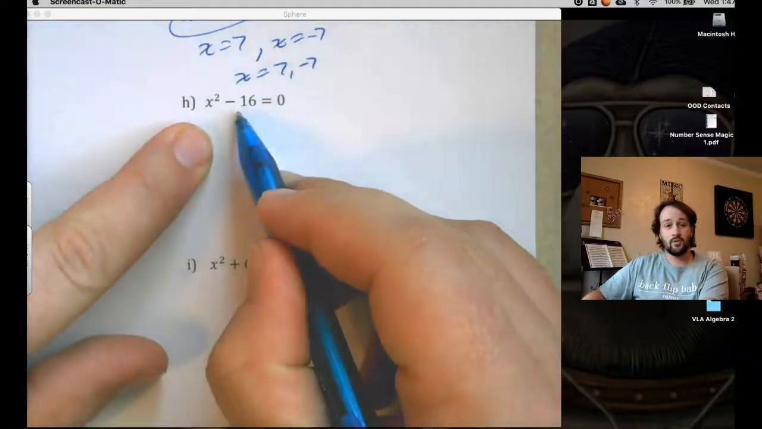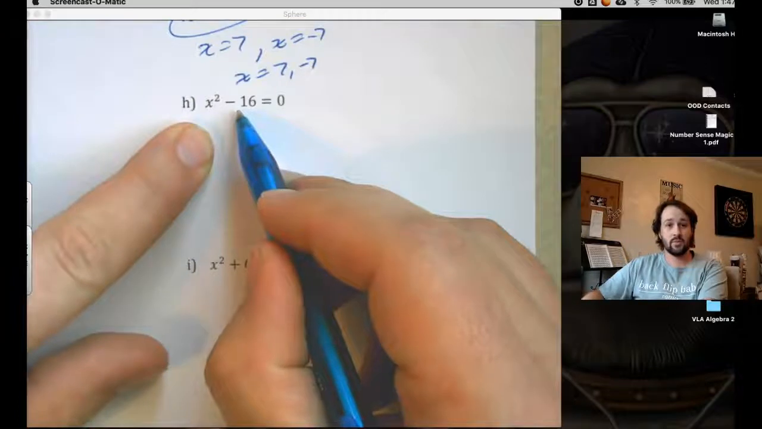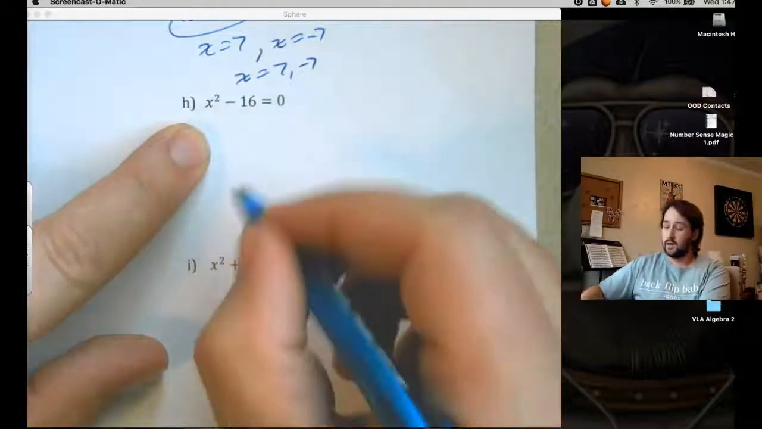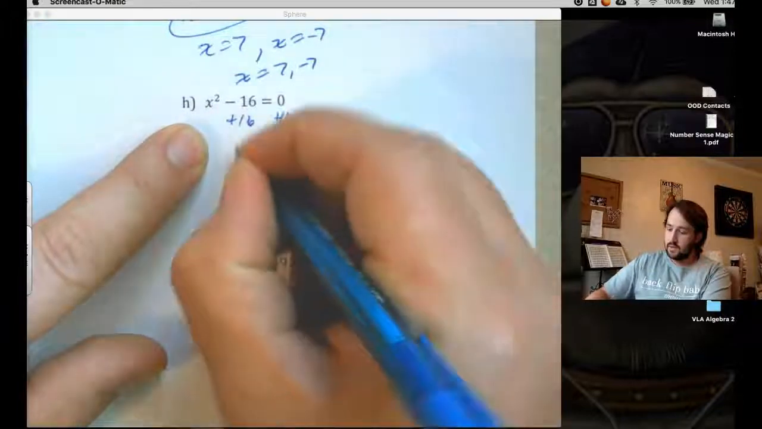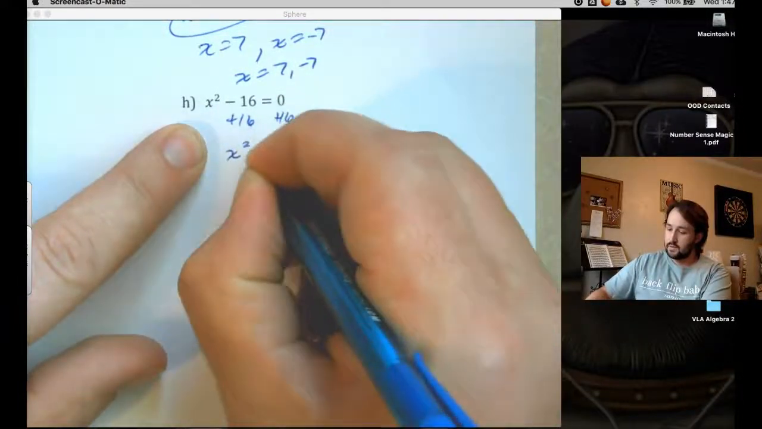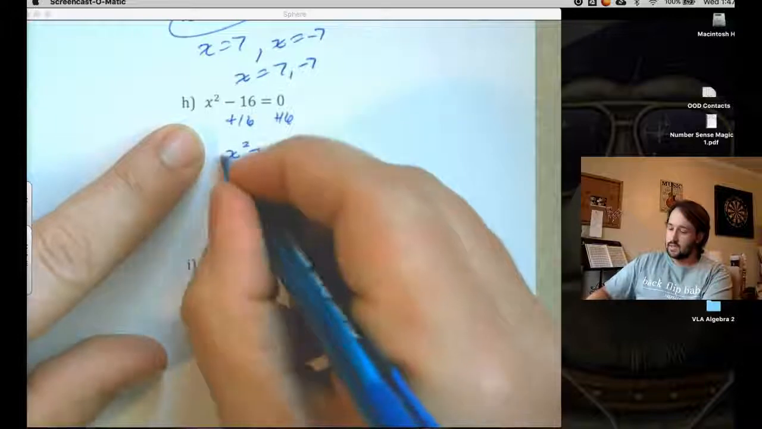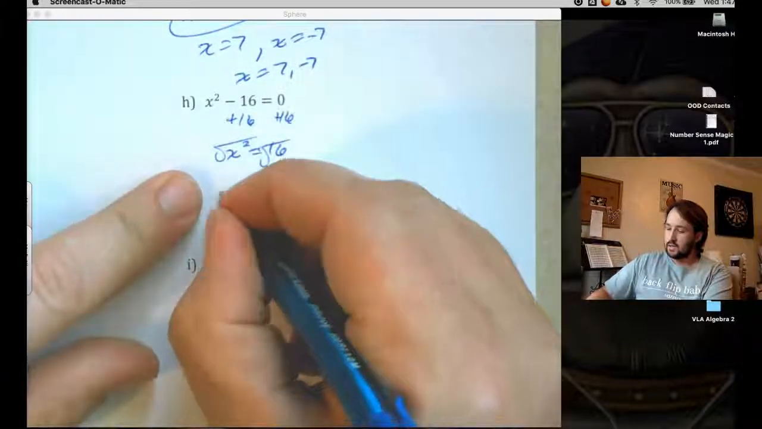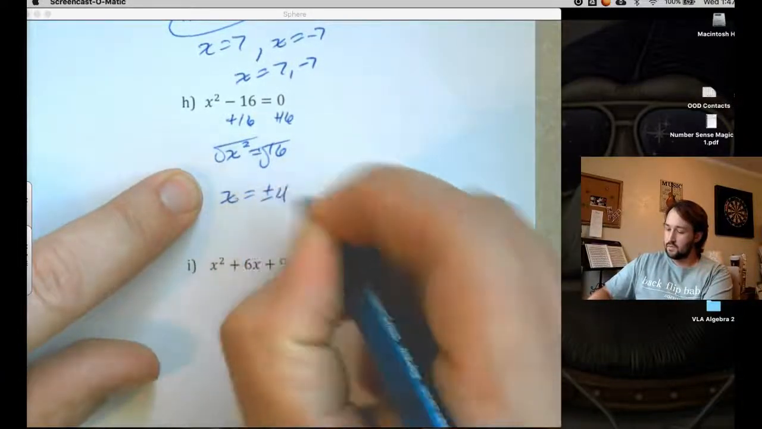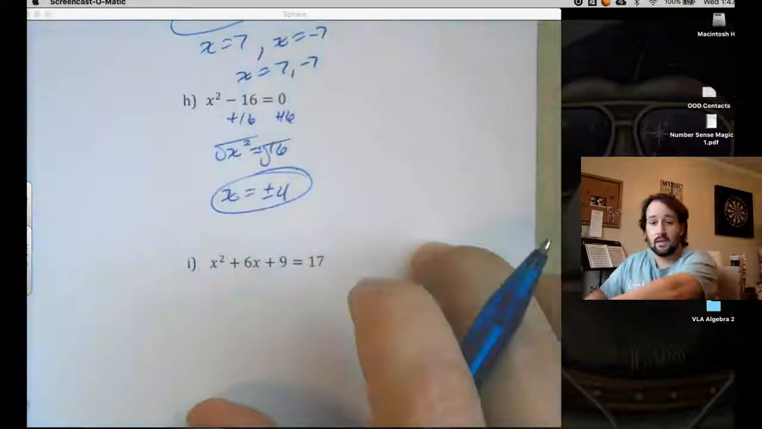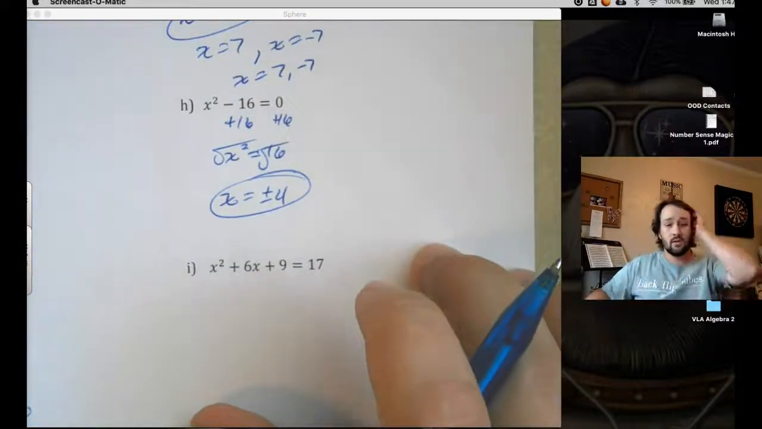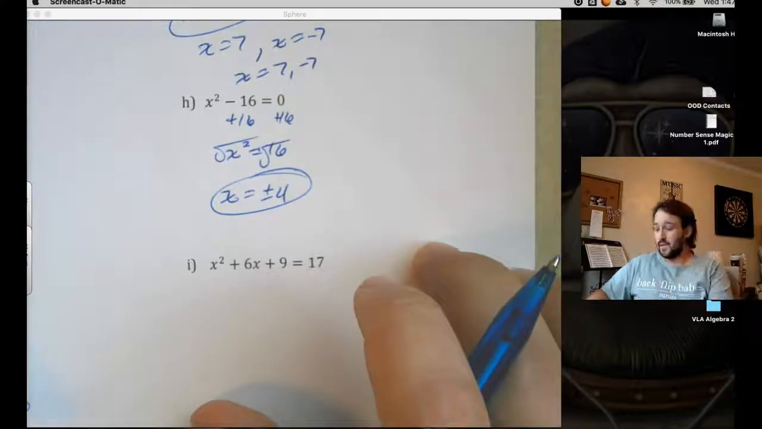All right. So you could notice that this is a difference of squares and do x plus 4, x minus 4. What I like to do is just move that 16 over, and I have x squared equals 16. So when I take the square root, I can do x equals plus or minus 4 and be done. I don't have to think about factoring at all. If you have an x term involved, though, it doesn't work out so well.